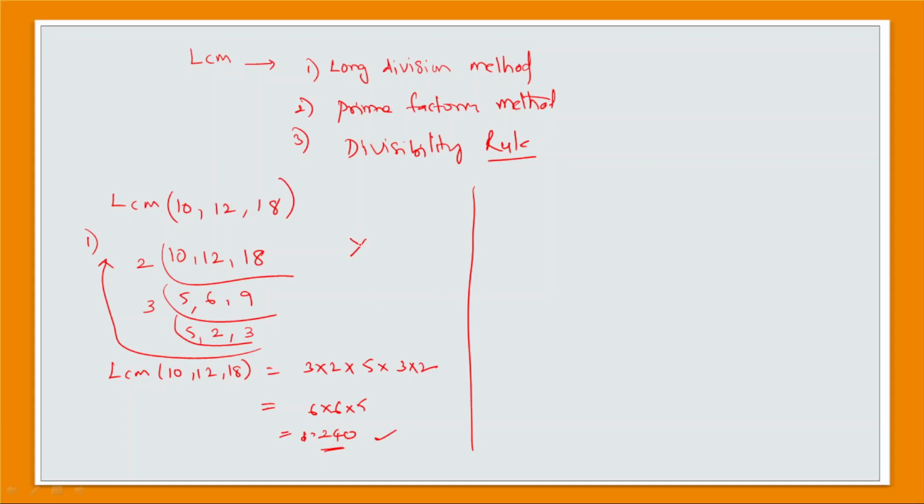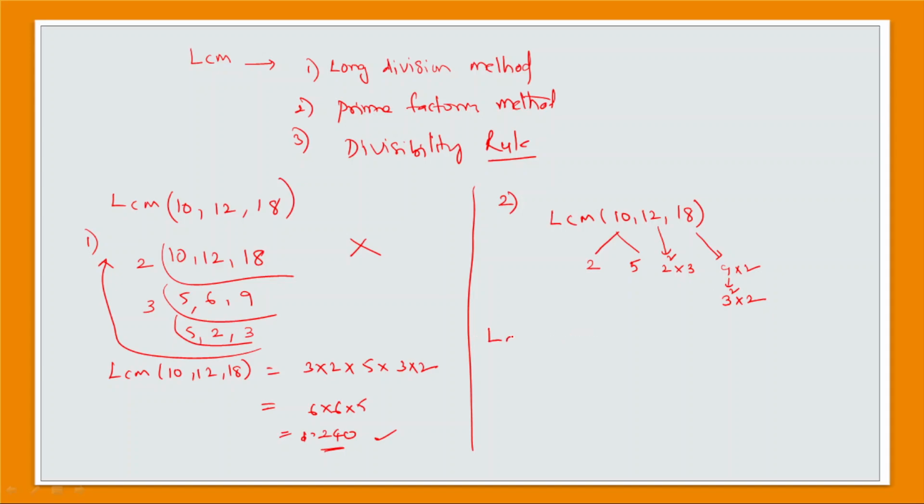But we are not going to solve questions using the long division method. Let us see how to solve by using prime factorization. Let us consider the same example, the LCM of 10, 12, 18. In the prime factorization method, we need to write the given numbers as factors. So 10 can be written as 2 into 5, and 12 can be written as 2 square into 3, and 18 can be written as 9 into 2, or this 9 also can be written as 3 square into 2. So these are all prime numbers.